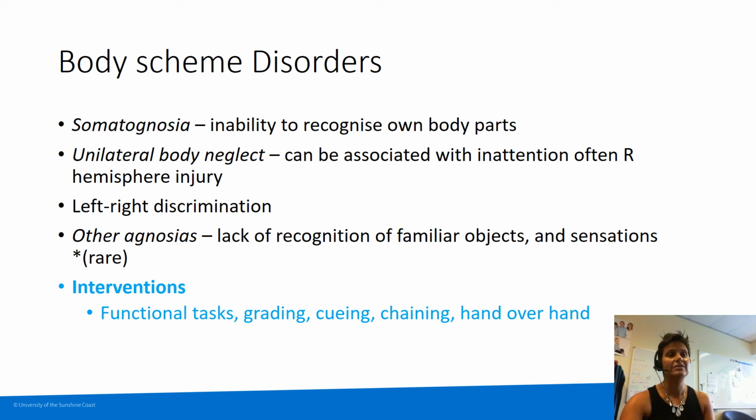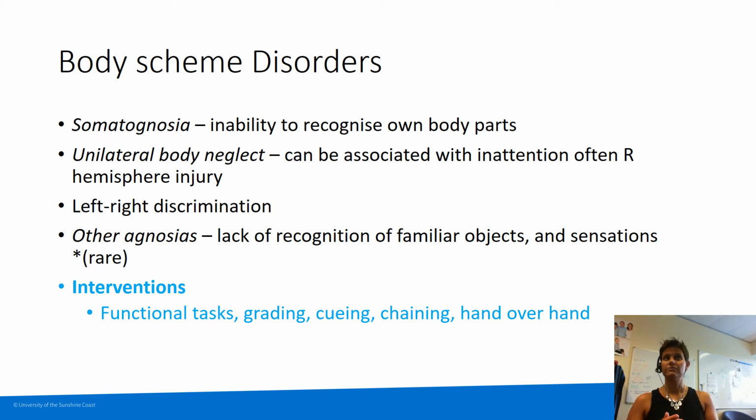And then there's the inability to differentiate between left and right, the left-right discrimination, and there are other agnosias. But in honesty, in clinical practice, we don't see that many body scheme disorders, that many somatognosias or other agnosias. And the truth is that it's more likely that you're going to see something like a unilateral body neglect, which is normally associated with an inattention.